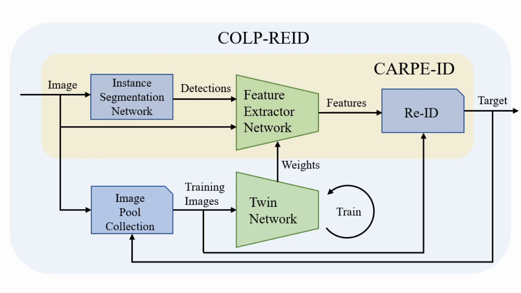This image is processed through three distinct modules: the instance segmentation network, the feature extractor network, and the image pool collector. Firstly, the instance segmentation network is employed to identify people in the image. These detections are then passed to the feature extractor network.